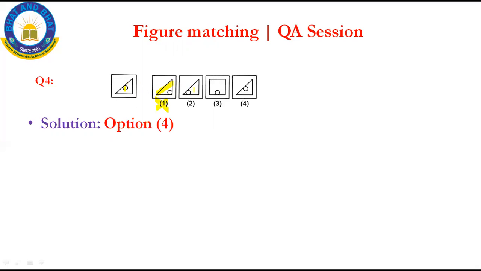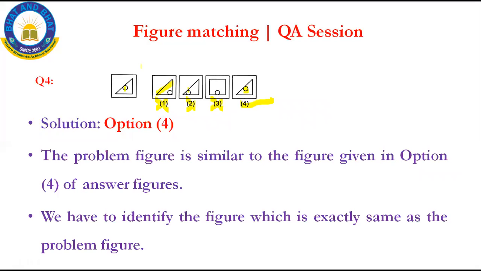Now go with option 2. It is in the corner, the bottom corner. So the second one is also not a correct answer. Go with option 3. It is totally wrong because it is a square. It is also not a correct answer. Yes, option 4 is the correct answer. It is a right angle triangle and this circle is situated at the center. So which is the correct option here? The problem figure is similar to the given figure. We have to identify the figure which is exactly the same as the problem figure. Therefore option 4 is the correct answer.